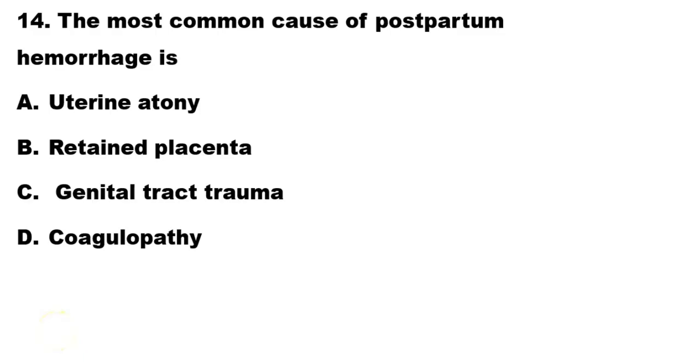Question number 14. The most common cause of postpartum hemorrhage is: A. Uterine atony, B. Retained placenta, C. Genital tract trauma, D. Coagulopathy. Think over it for 5 seconds.